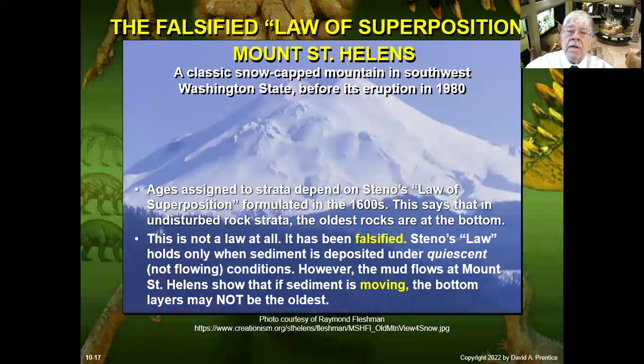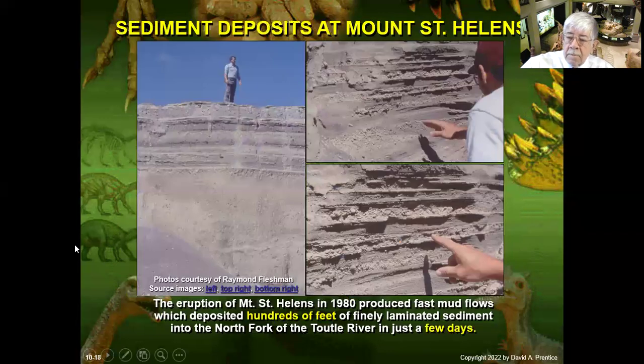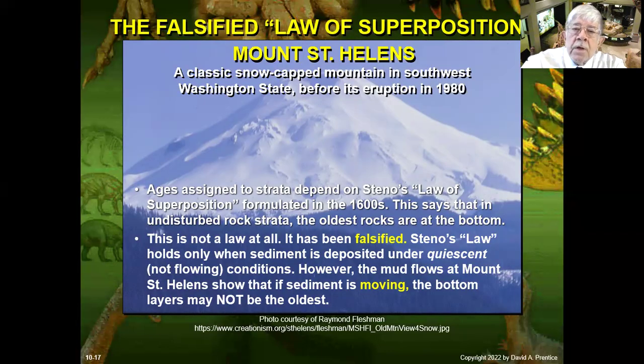Well, is there anything that's happened within recent memory that would show us that geologic features can form rapidly, rather than slowly? I'm so glad you asked that question. This is a picture of Mount St. Helens, which was a classic snow-capped mountain in southwest Washington state before it erupted in 1980.